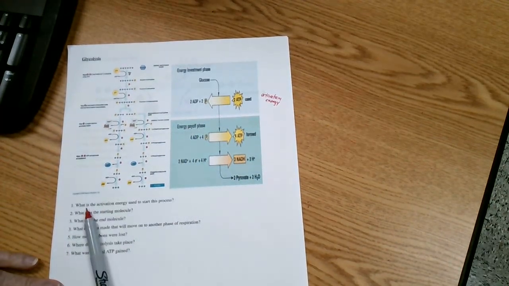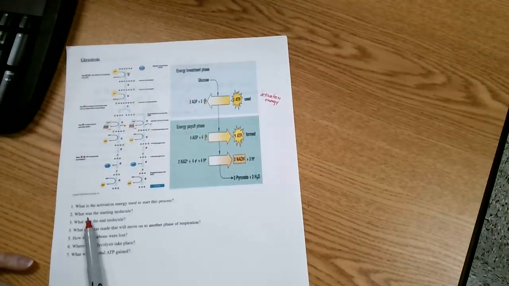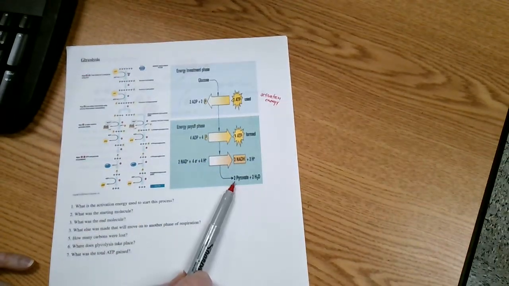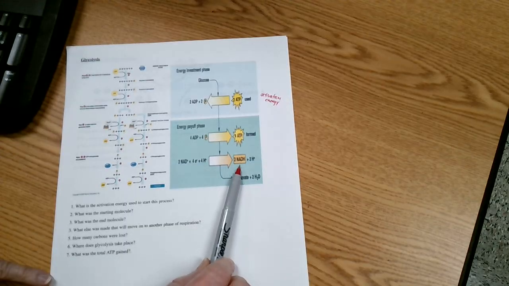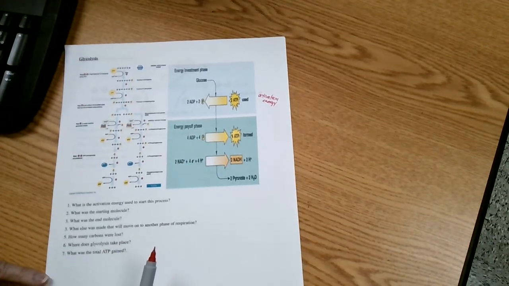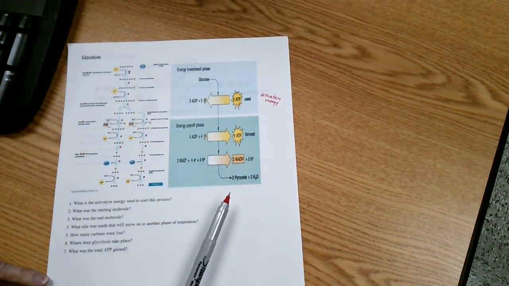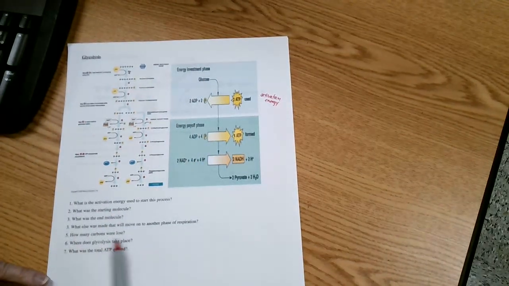Okay, so if we look at these one more time, the activation energy is that investment phase. That's 2. What was the starting molecule? Obviously, glucose. What was the end molecule? 2 pyruvic acids or pyruvates. You can call it either one. What else was made that will move on to another phase? That's the NADs. They are going to move on later. How many carbons were lost? Well, no carbon dioxide was lost here, so there were no carbons lost. Glucose being a 6-carbon compound, pyruvates are a 3-carbon compound apiece. So 2 times 3 adds up to 6. So no carbons were lost.